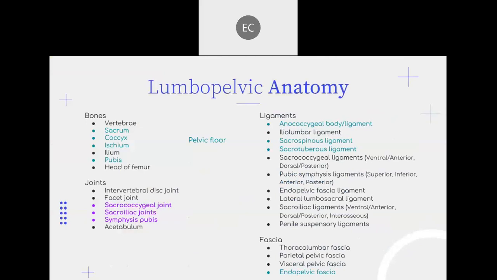Okay, so this list is really big. It's really just meant to demonstrate the sheer amount of structures that originate in the lumbopelvic area, the amount of structures that attach, connect, or just reside in this area. So I highlighted some bones, ligaments, and fascia that directly connect to the pelvic floor in green. And then in purple, I put the joints of the pelvis. So we'll look at some pictures a little bit more in depth.